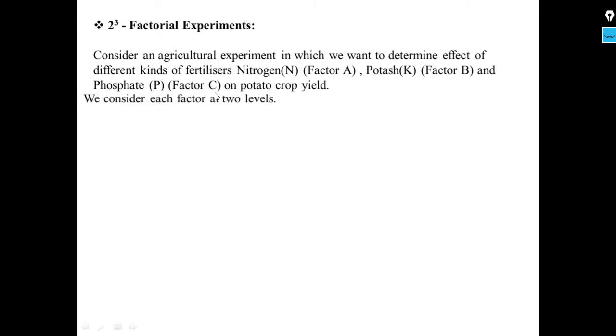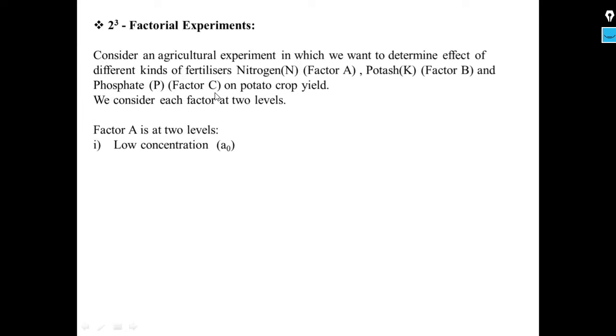So suppose here we consider each factor at 2 levels. Suppose we consider the first factor, that is nitrogen, then we consider 2 concentrations for this nitrogen: low concentration and high concentration. So low concentration for factor A is denoted by A naught, or in general we can say that the first level of factor A is denoted by A naught. Then high concentration is denoted by A1, or the second level of factor A is denoted by A1.